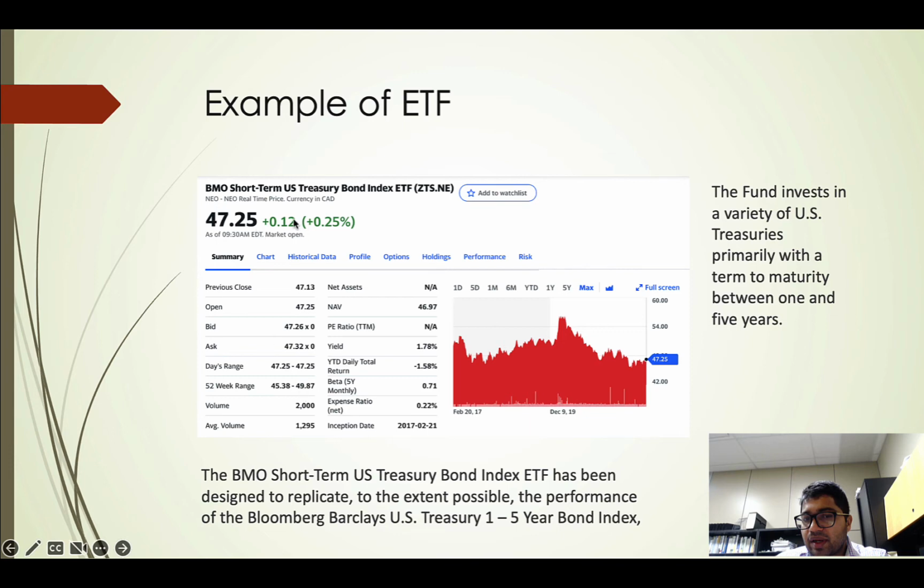You might also invest in something like a treasury. So this is an example of a treasury bond. It is a US treasury bond index. This ETF invests in a basket of treasury securities. Treasury means government securities. So this is a short-term US bond index that has been designed to replicate the performance of Barclays US Treasury, which is 1 to 5 year bonds, right? So treasury bonds, it invests in US government bonds. The fund invests in a variety of US treasuries, primarily with a term to maturity between 1 to 5 years. Okay.